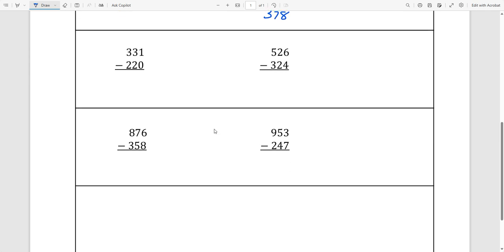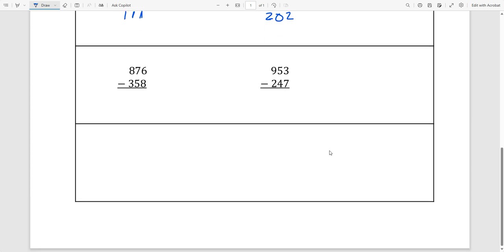Next, we have 331 minus 220. And all of these look like 1 minus 0 is 1. 3 minus 2 is 1. And 3 minus 2 again is 1. So we have just 111 there. And then we have 526 minus 324. So 6 minus 4 is 2. 2 minus 2 is 0, and then 5 minus 3 is 2. So we have 202 here.